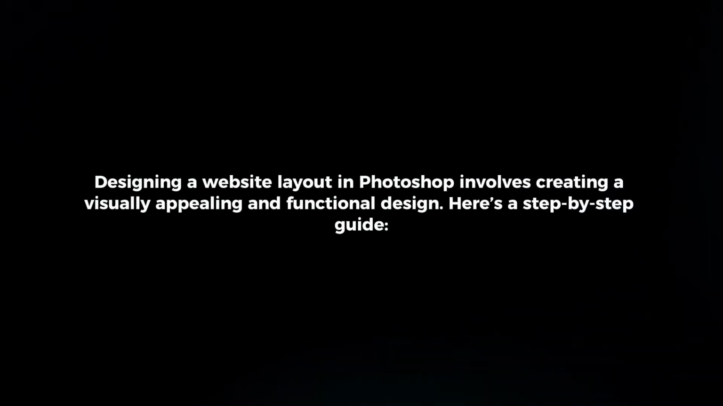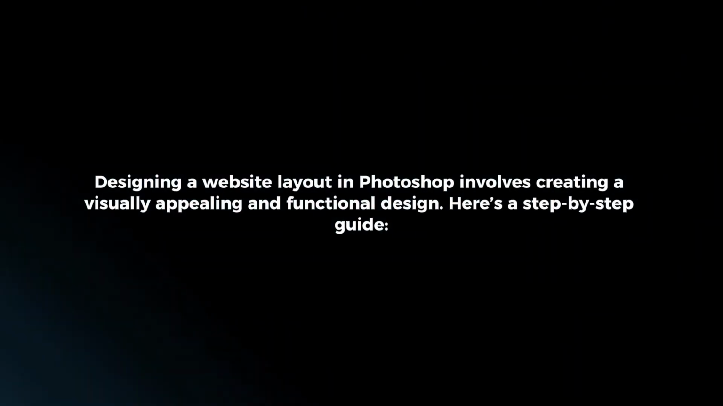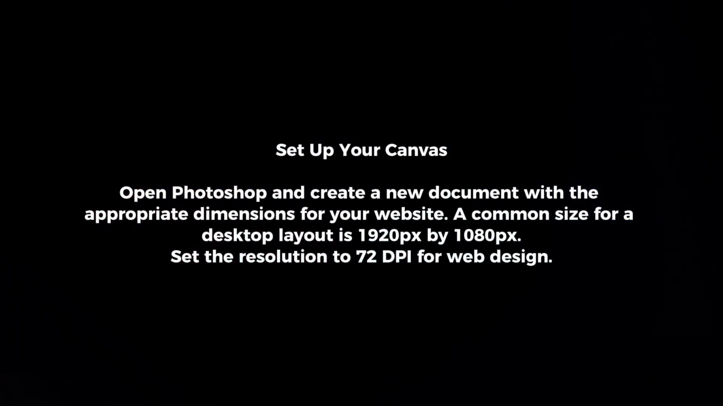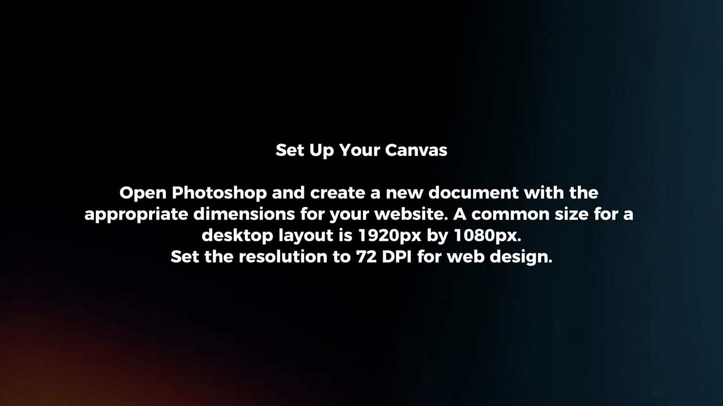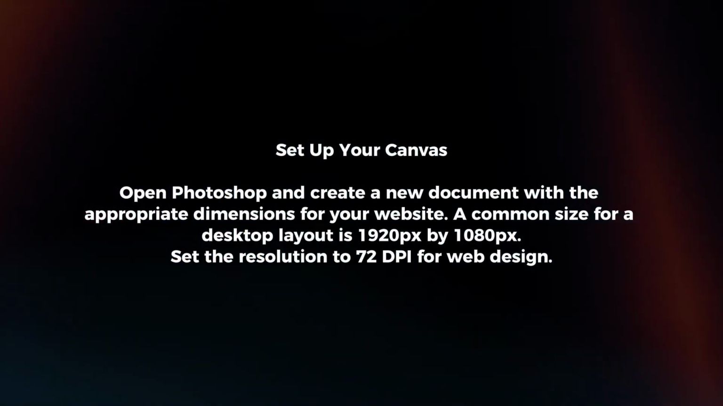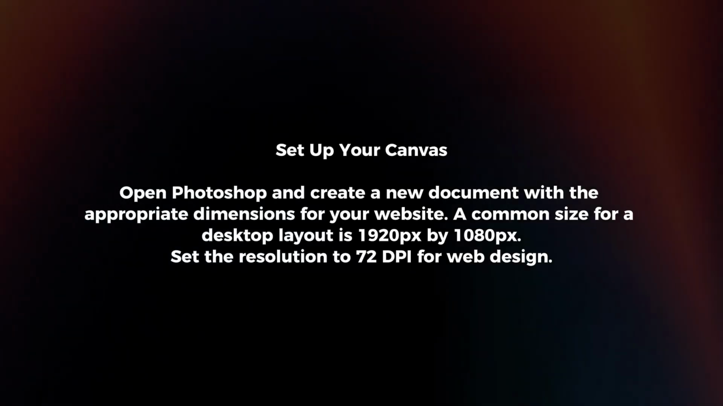Designing a website layout in Photoshop involves creating a visually appealing and functional design. Here's a step-by-step guide. Set up your canvas. Open Photoshop and create a new document with the appropriate dimensions for your website. A common size for a desktop layout is 1920 pixels by 1080 pixels. Set the resolution to 72 dpi for web design.